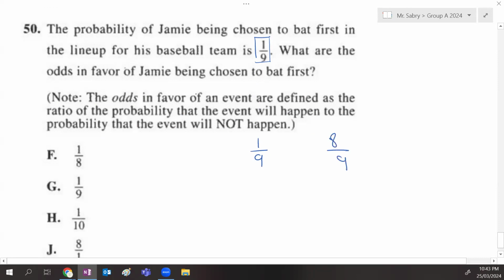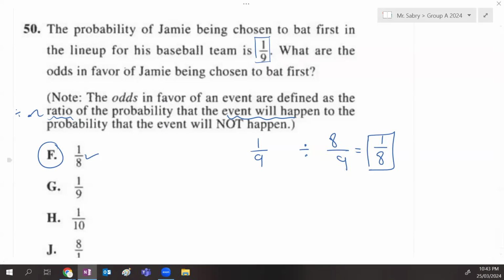It says the odds in favor should be the ratio. Ratio means division, so I'll divide something by something. The ratio of the probability that the event will happen to the probability that it will not happen, so 1 over 9 divided by 8 over 9. On the calculator, 1 over 9 divided by 8 over 9 comes out 1 over 8. So F is the correct answer. Does that make sense?